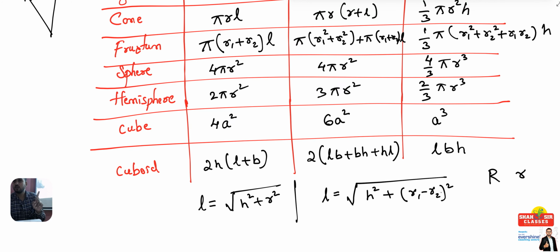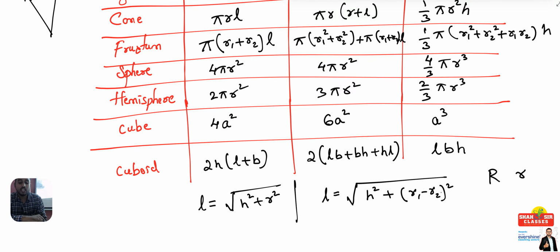As I said in the beginning, one question you will definitely get only by remembering the formulas of this chapter. Next question. Are you getting, children? Surface area of a sphere of radius R unit is dash. What is the formula? 4 pi R square. Total surface area of a sphere is the same. Good. Volume of a sphere? 4 by 3 pi R cube.